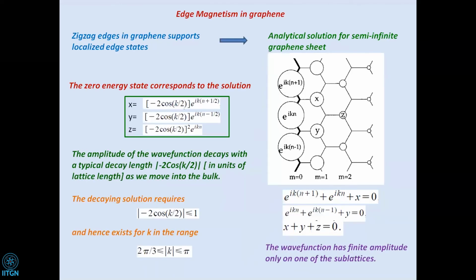So it turns out that the graphene electrons in this zigzag edge essentially allow for zero energy states, okay? Which by itself is an interesting phenomenon. But why does this state occur?